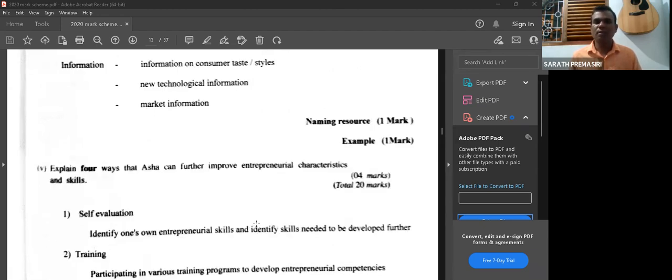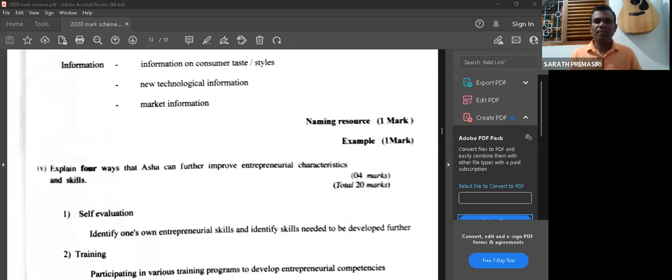Now normally people can improve their entrepreneurial skills and characteristics by what we call self evaluation. Identify one's own entrepreneurial skills and identify the skills needed to develop further. One can identify his own weaknesses and strengths, his capacities, his entrepreneurial skills and qualities, and he can improve his entrepreneurial skills.